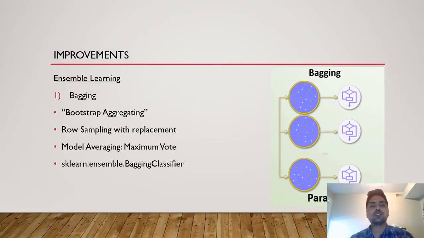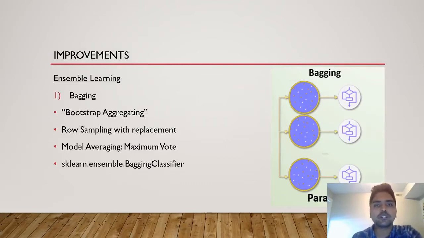81.66%, which is not good accuracy. In that case, we might need to improve the accuracy. So we have some techniques for that. The first one is ensemble learning. Ensemble learning is nothing but using multiple models together to improve the accuracy.